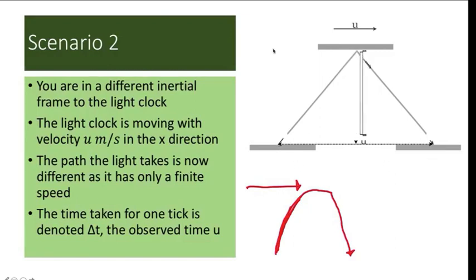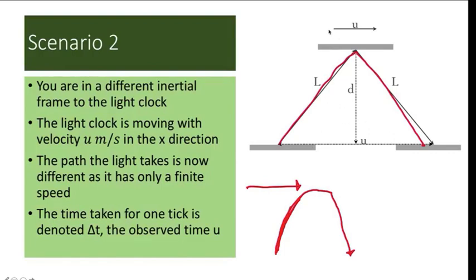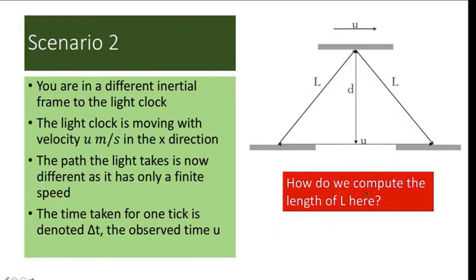You have a light, and since the object is moving from the vantage point of somebody that's outside that frame of reference, the light is traveling like this. And the speed by which that object is traveling this way is given to be u meters per second. And for our notation, the time it takes to travel going up and going down here is denoted by delta t. The question now is, how do we compute for the length of L in this case?